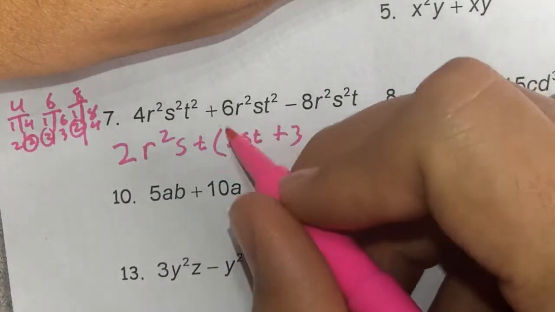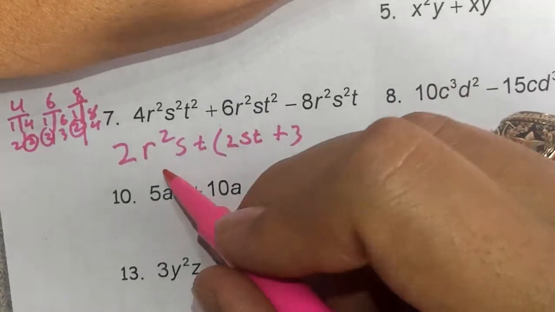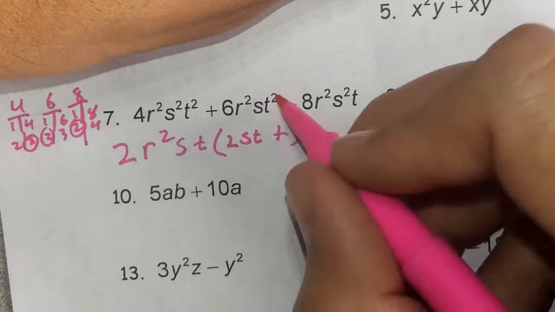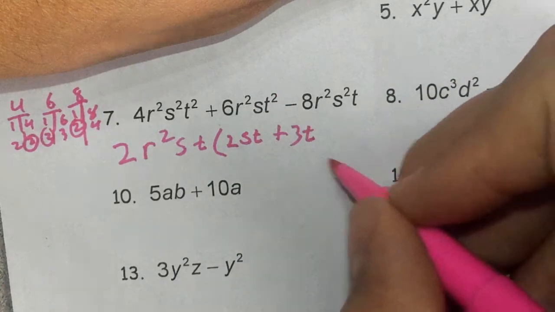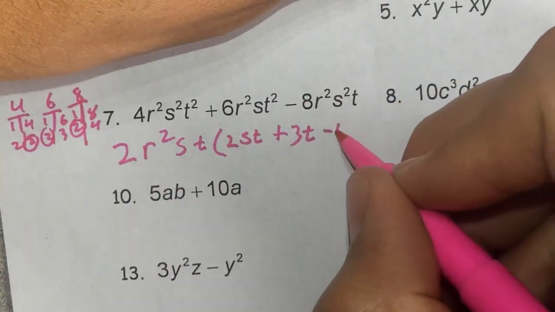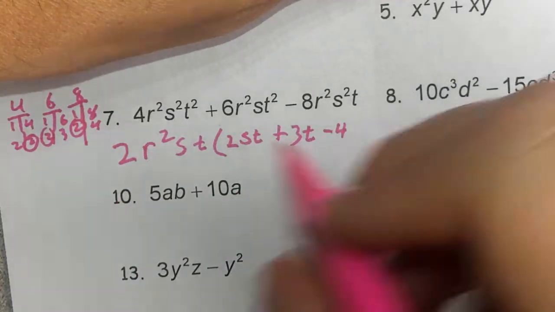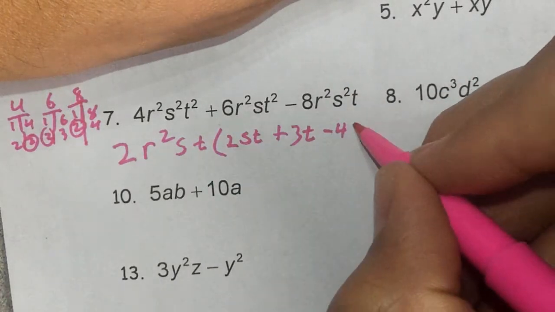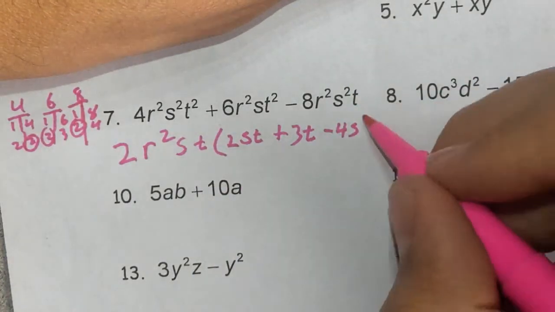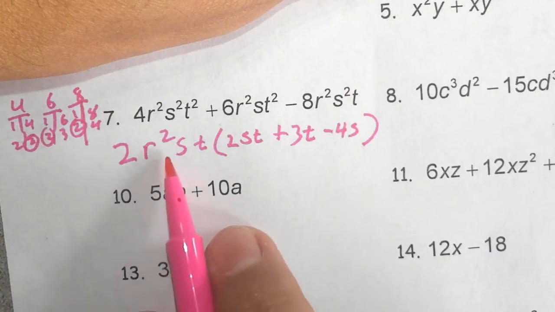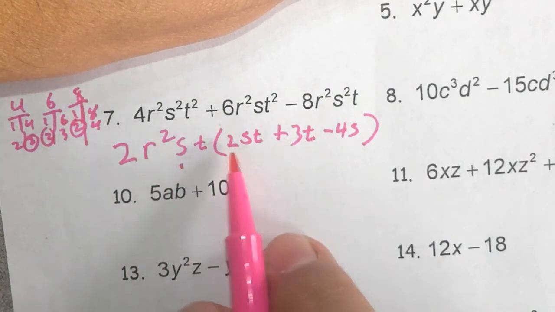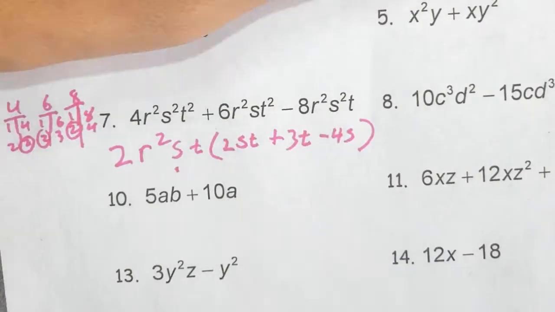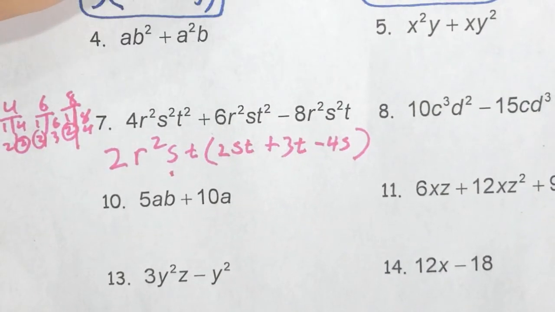2 times 3 is 6. R squared we have. S we already have. We need another t squared. Sorry, another t to get the t squared. There's my t. That's negative, so I need a negative 4 when I multiply here. R squared's there. S, well, s needs to be an s squared in s. T is already t. And that's what we have. 2r squared st, times 2st plus 3t minus 4s. And that is the greatest common factor.